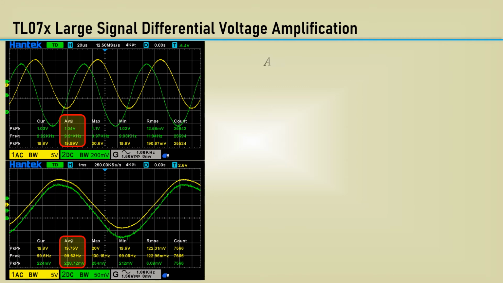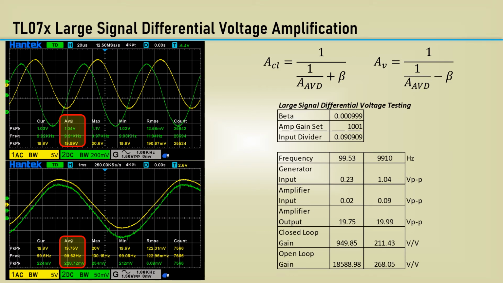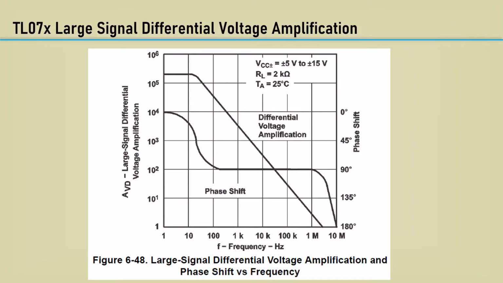I rearranged the closed-loop gain equation to solve for AV, the open-loop gain. I put the measurements in a spreadsheet and calculated the effective open-loop gain. As you can see, the gain is fairly good at 100 Hz, but is very low at 10 kHz. Let's see how this compares to the chart in the spec.